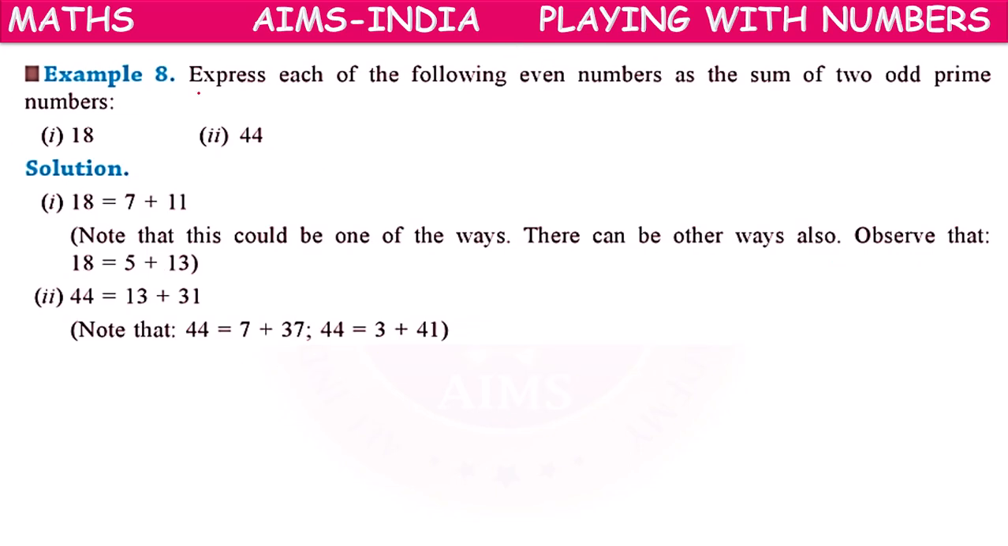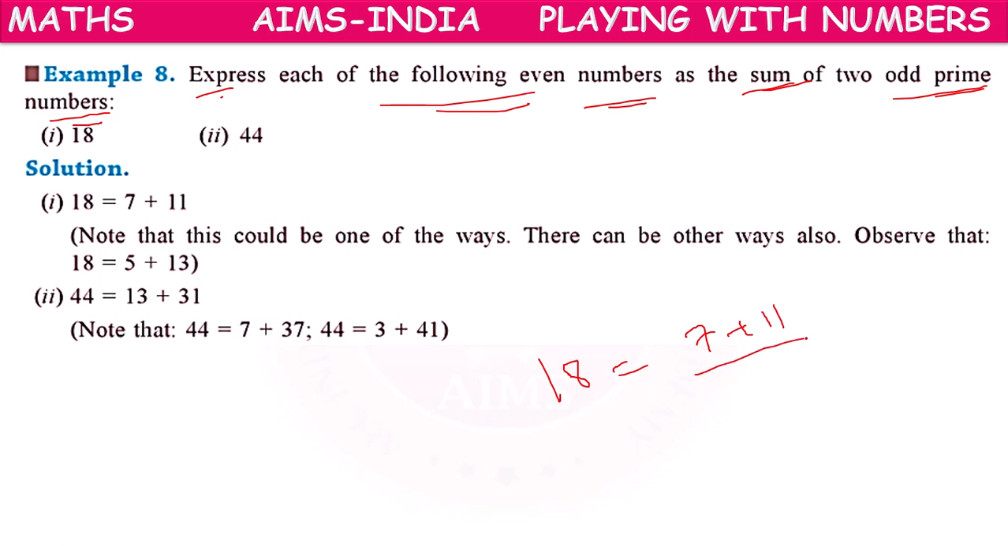Next, express each of the following even numbers as the sum of two odd prime numbers. Suppose 18. 18 can be written as 7 plus 11. 7 is a prime number, 11 is a prime number. Both are odd numbers, both are prime numbers. Sum of odd prime numbers.